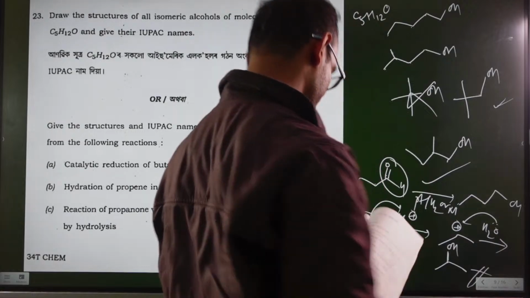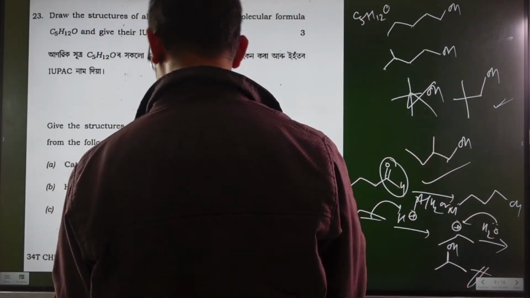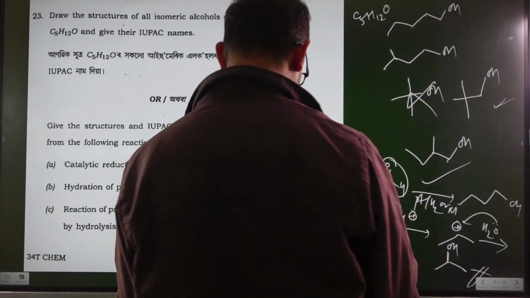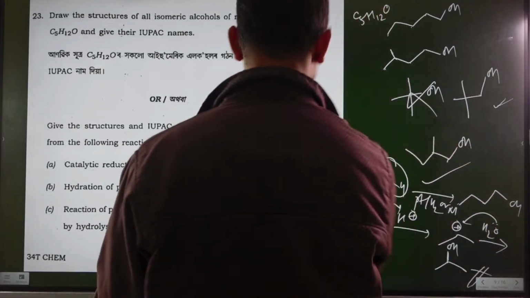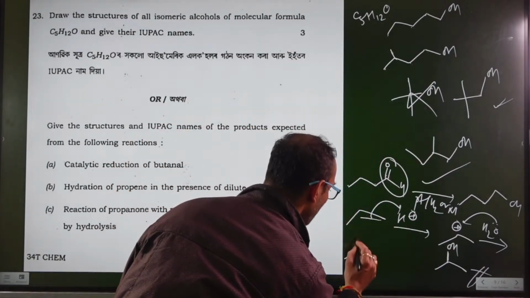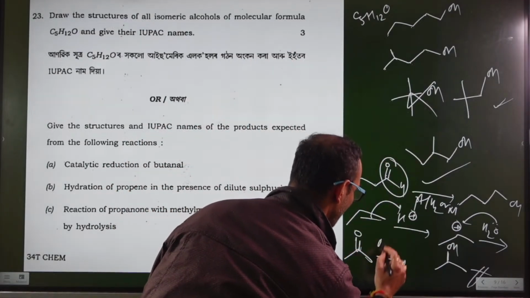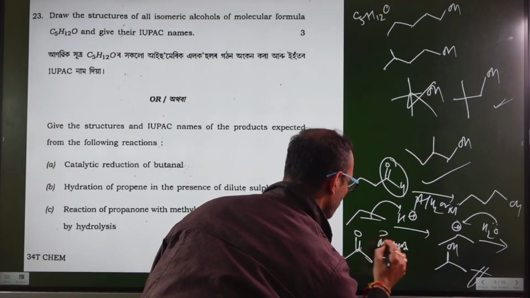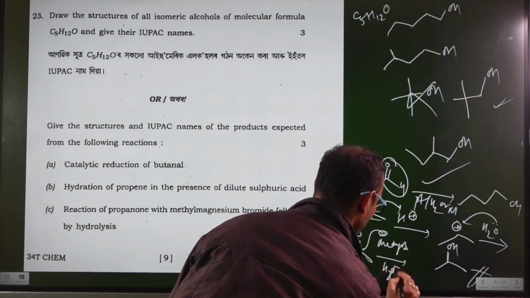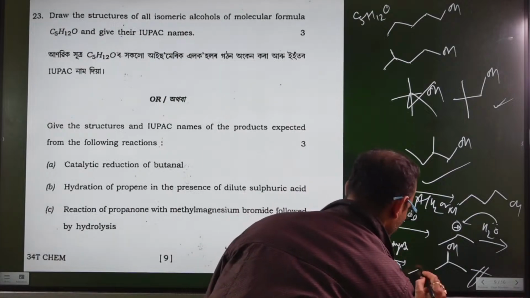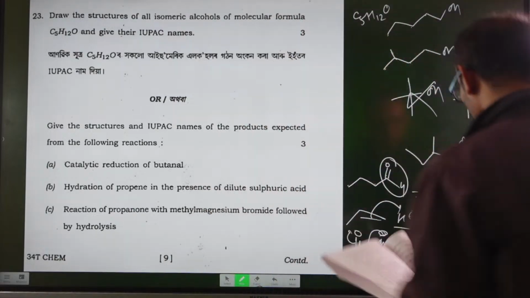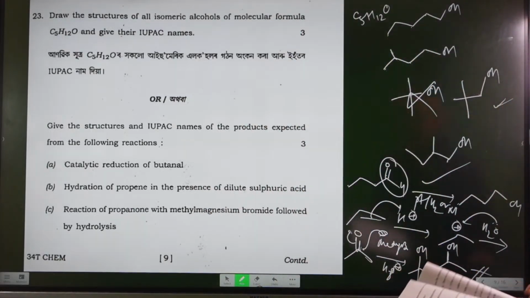And the reaction of propanone with methyl magnesium bromide followed by hydrolysis. In this case you will get a tertiary alcohol, but the previous one was a secondary alcohol. Okay, how is it going? It is simple nucleophilic addition. Acetone, then methyl magnesium bromide. So the nucleophile will attack here, this will go here, and followed by hydrolysis this will give you this structure, tertiary butyl alcohol. Okay, 1 2 3 4 tertiary butyl alcohol. This is the product.